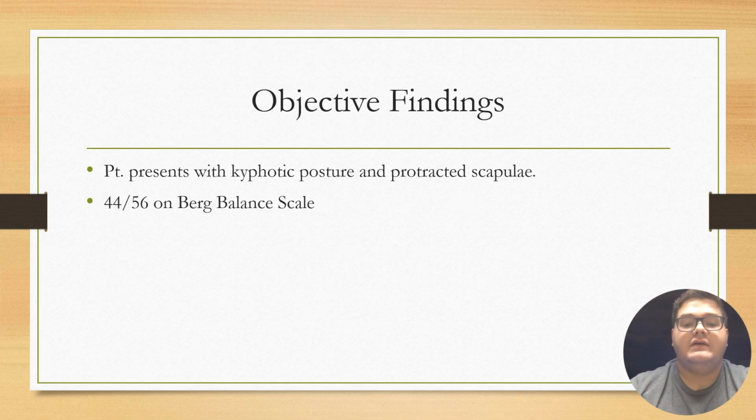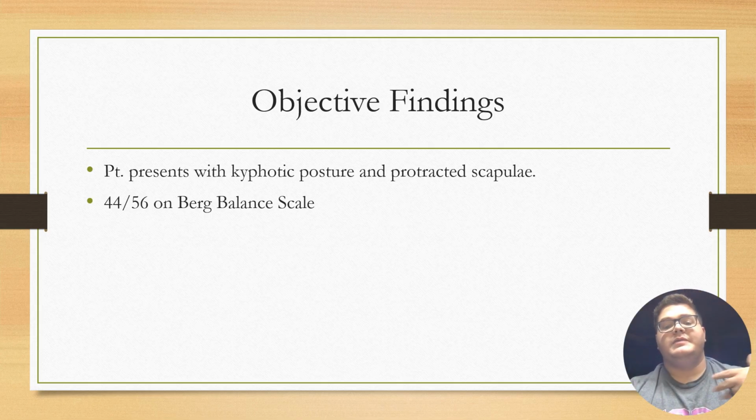All right. In terms of objective findings, the patient presents with kyphotic posture and protracted scapulas. She's a 44 out of 56 on the Berg balance scale. So two of the big things we're going to be working on are going to be good posture and balance.